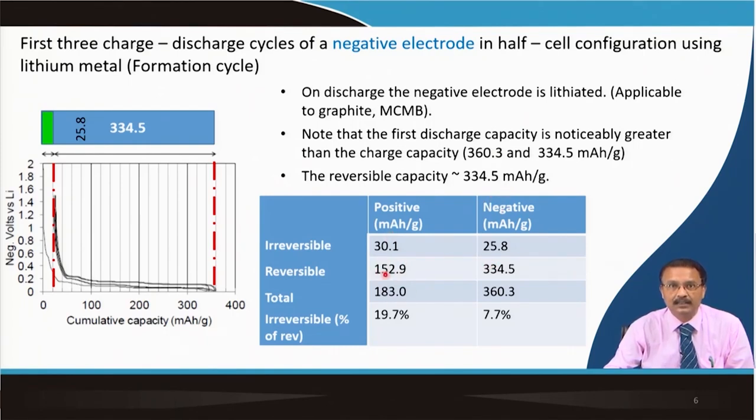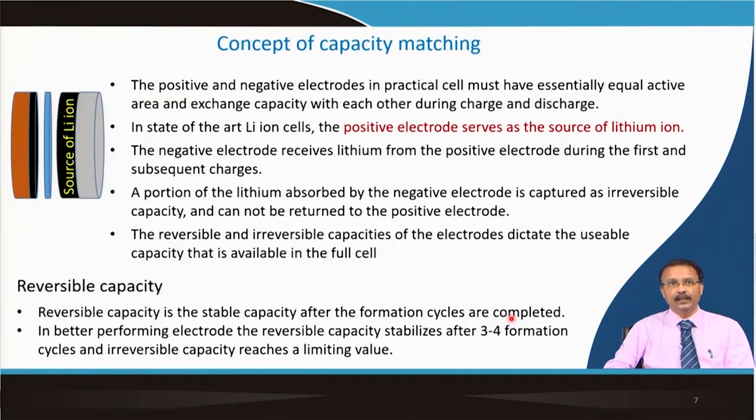So, total capacity here is about 183, and total capacity for the negative electrode is about adding this one and this one, where this is your irreversible capacity. This is coming around 360.3. So, the total percent of irreversible capacity with respect to the reversible capacity is larger here, 19.7, as compared to the negative electrode, which is 7.7%. You can work it out.